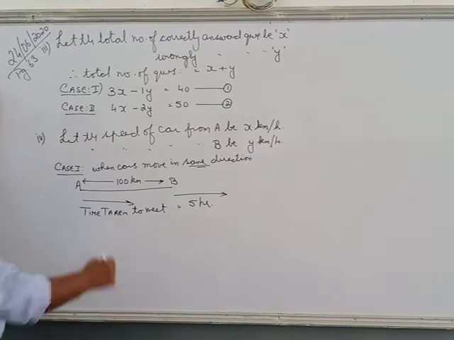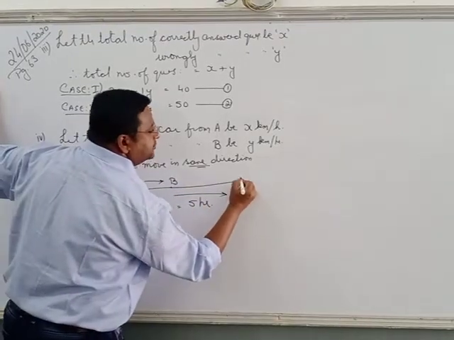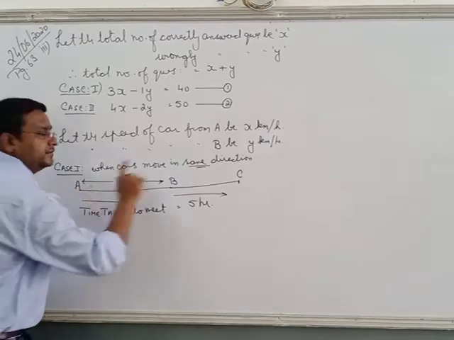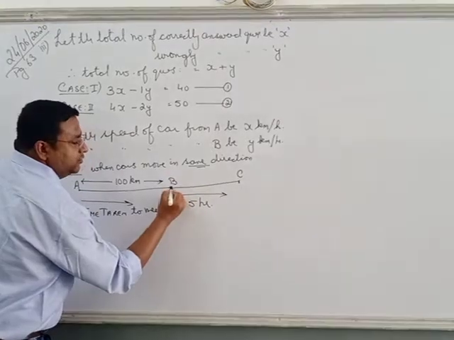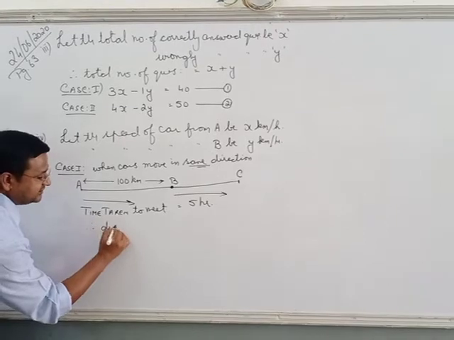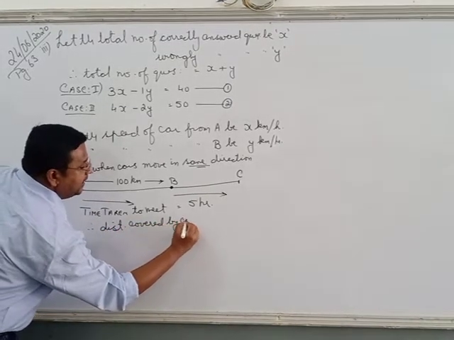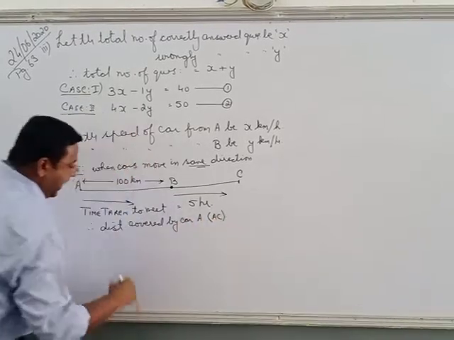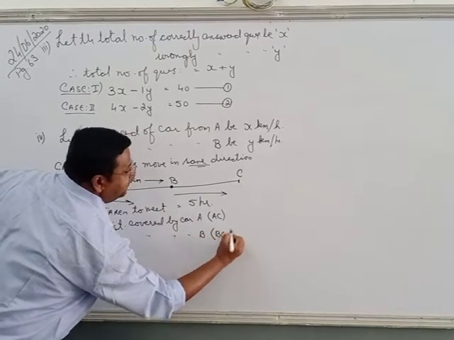Yes? So definitely we can see when both the cars are moving in the same direction, they will meet beyond this point somewhere, C. So what is the distance covered by car A? AC. What is the distance covered by car B? BC. Yes or no? So here we will find the distance. Therefore, distance covered by car A is AC, and distance covered by car B is BC.